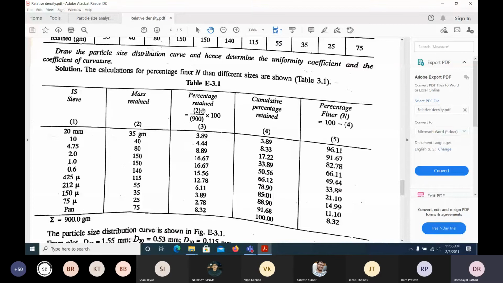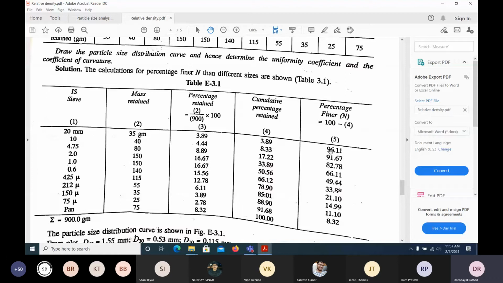Then we calculate the percentage retained on each one. We calculate the cumulative percentage retained. Cumulative means we keep on adding: first 3.89, plus 3.89, plus 4.44, 8.33, plus 8.89, 17.23. Again add 16.67. Likewise, these are the cumulative percentages retained. Now what we have to do: the percentage passing, how will we find it? 100 minus this one.